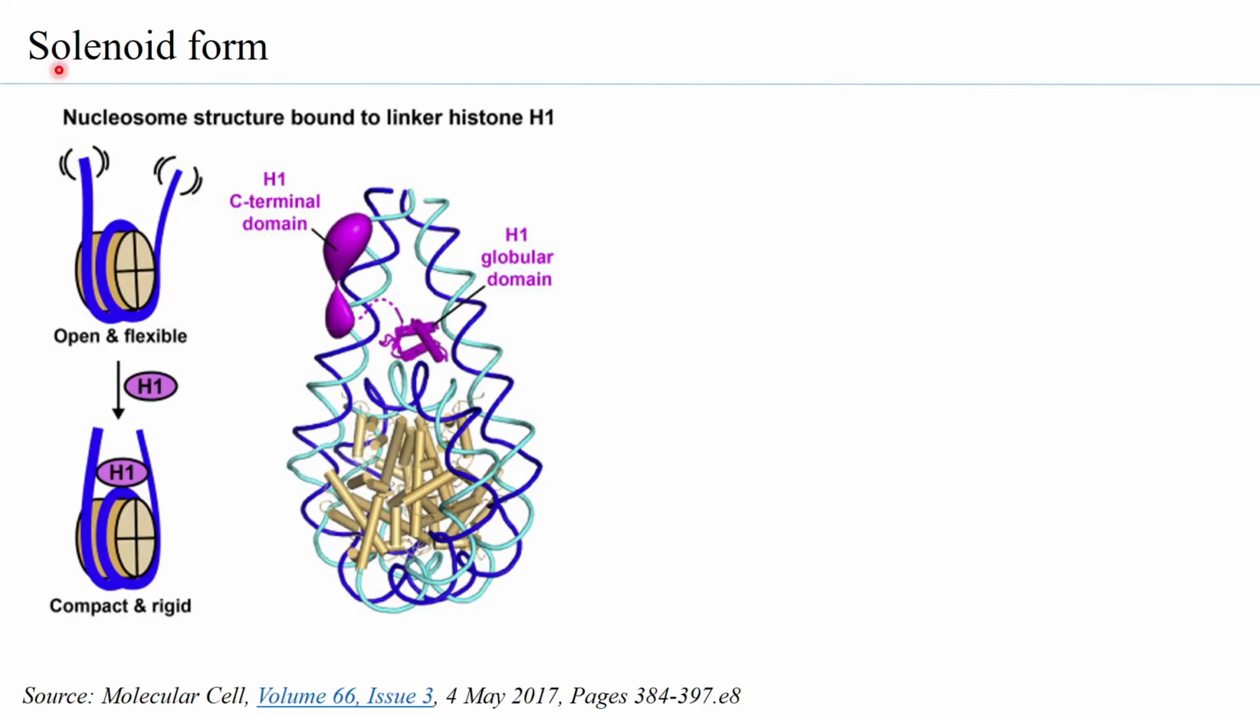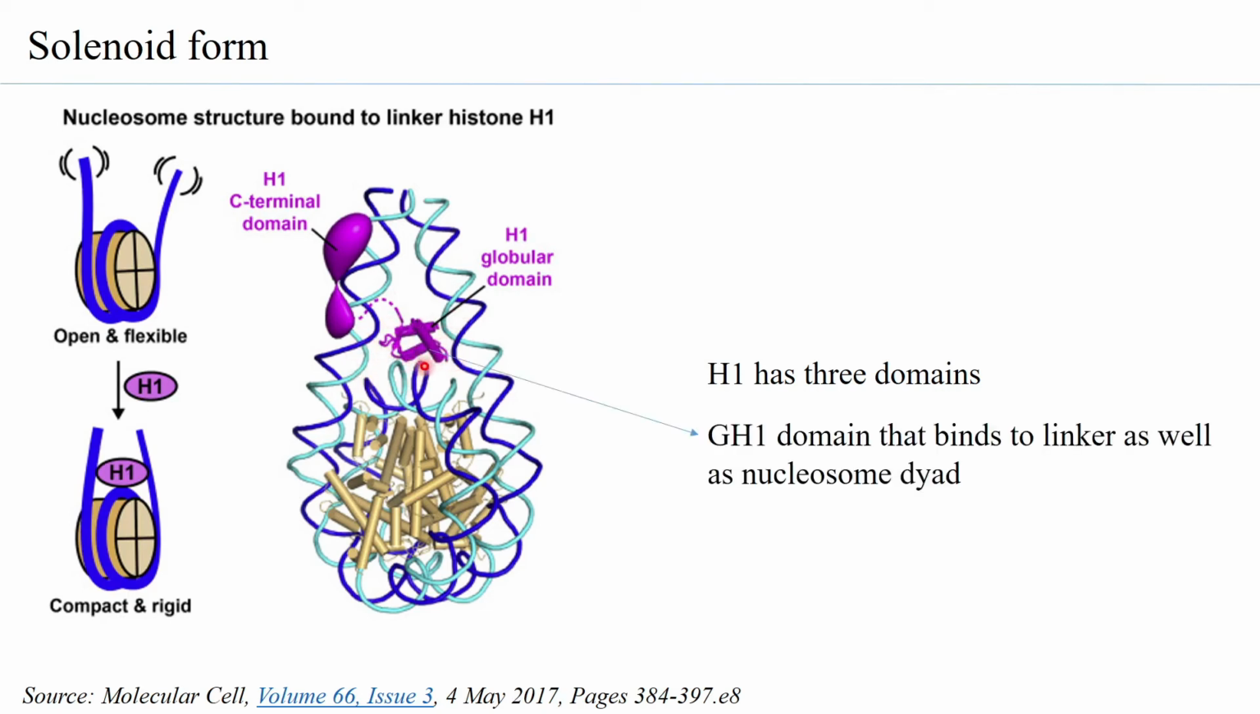A little detailing on the solenoid form itself, you can see how you have the core particle. You have the DNA coming from here, taking one round and going out over here. These are the linker DNA. Okay. The histone 1 per se has three domains. So it has a globular domain, which is called the GH1 domain, and it has the C terminal and the N terminal domain, and the C terminal and N terminal are extended away from the globular domain. So the GH1 domain binds to both the linker DNA as well as to the nucleosome dyad.